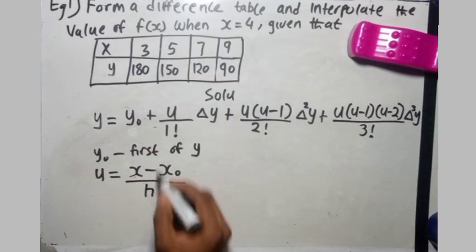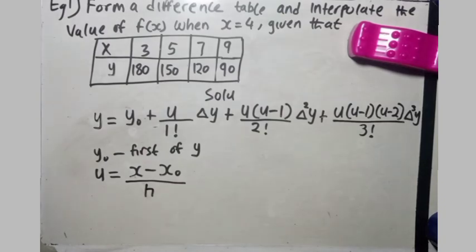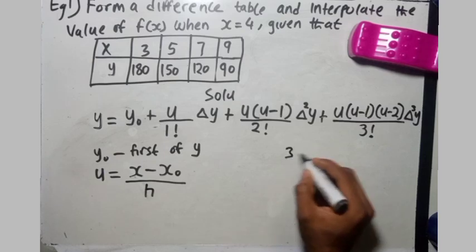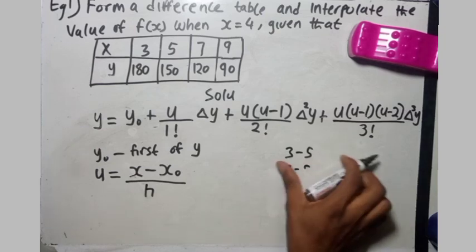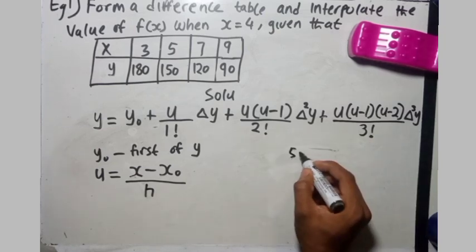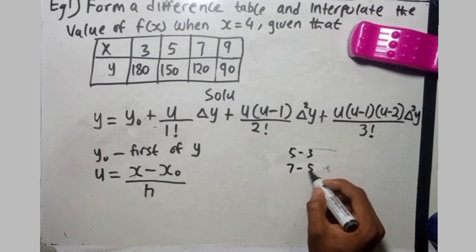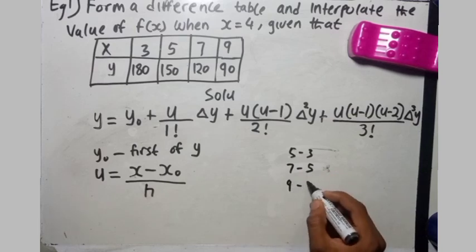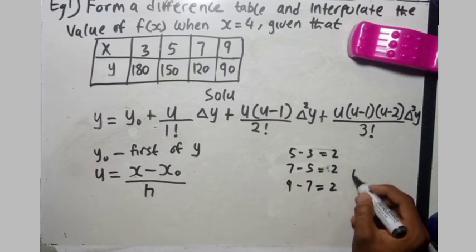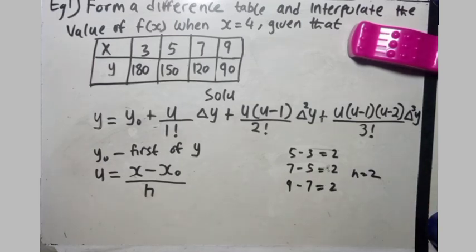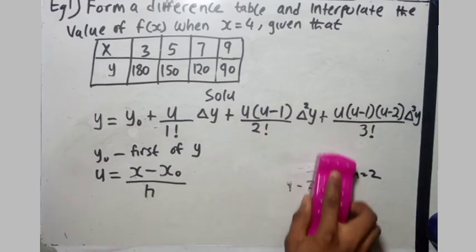So you subtract that value from the first value of x given to you, all over the interval between each of the x values. So where you saw us doing 5 minus 3, 7 minus 5, and 9 minus 7, all this is giving us what? 2. So our h is what? 2. That's for the u.